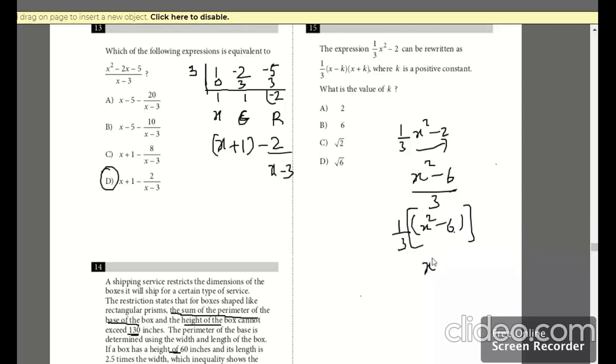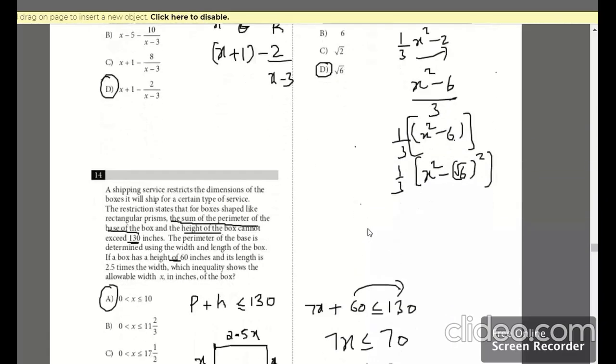The reason is I need to express it in the form of x minus k and x plus k, that is a square minus b square. So I can write 6 as root 6 square, which means the answer is going to be root 6. As simple as that. Now moving on to the next one.